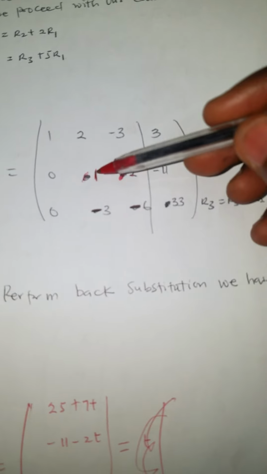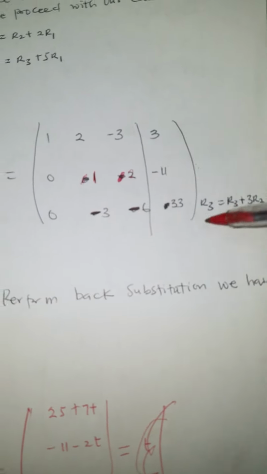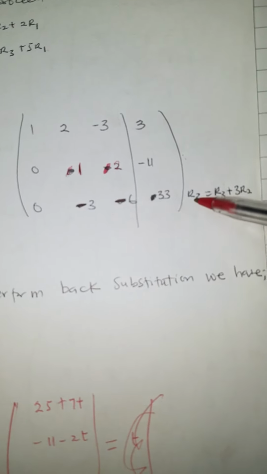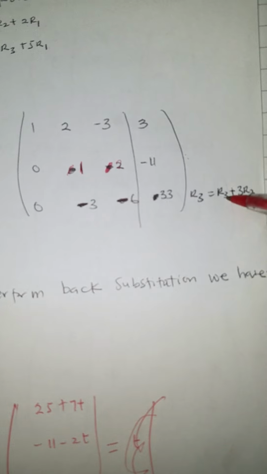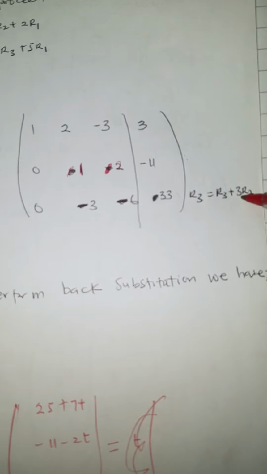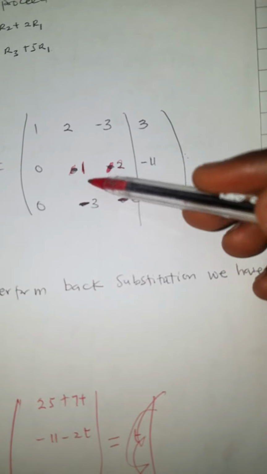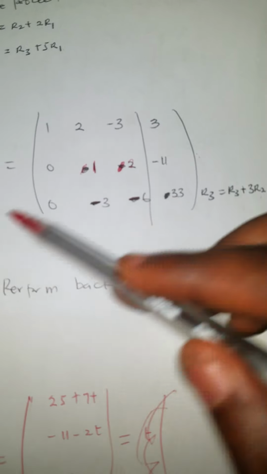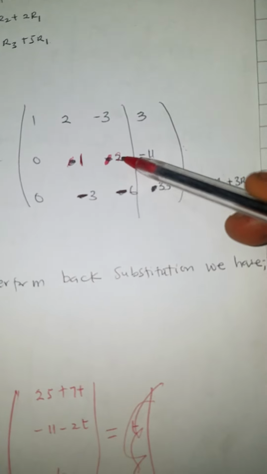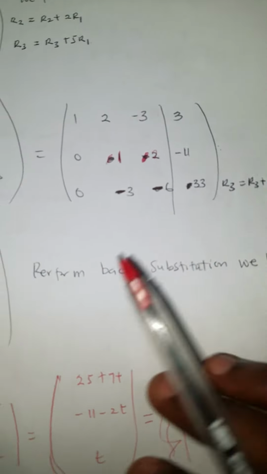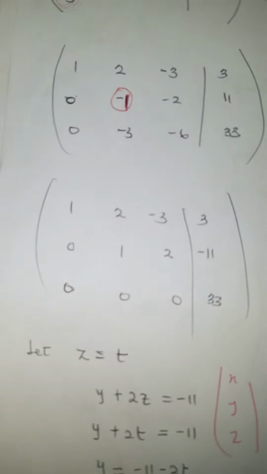But you realize that if I solve this, our new row 3 is equal to the old row 3 plus 3 times row 1. So if you multiply 3 by this, it becomes 0. If you multiply 3 by this, here also becomes 0. And then this. So you realize that this is the matrix we have.